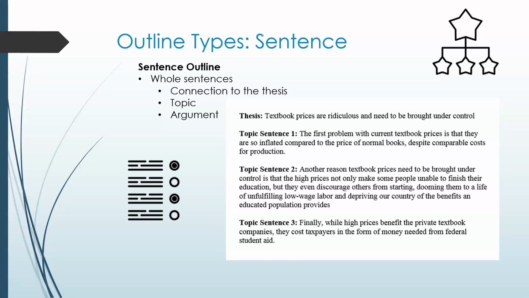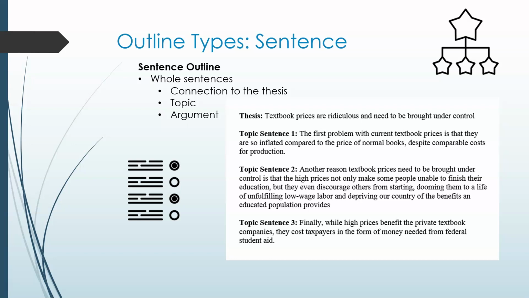You can see in this example, the thesis is that the textbook prices are ridiculous and need to be brought under control. The first topic sentence says, "The first problem with current textbook prices is that they are so inflated compared to the price of normal books, despite comparable costs for production." You can see that it not only states the argument, which is that textbooks cost more than regular books, despite costing the same to make, but also directly connects back to the thesis by referring to the, quote, problem with current textbook prices, end quote.